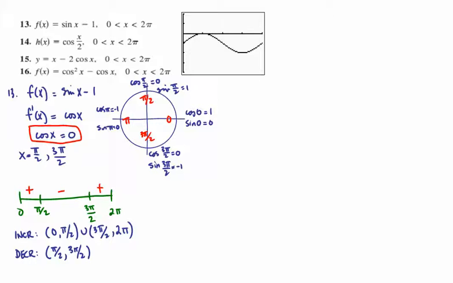Now we can see that up on the graph. Let's go take a look at that. Here is the point where x is pi over 2. So the function increases from 0 to pi over 2. This is the point where x is 3 pi over 2. And so between pi over 2 and 3 pi over 2, the function is decreasing and then increasing again from 3 pi over 2 to 2 pi.